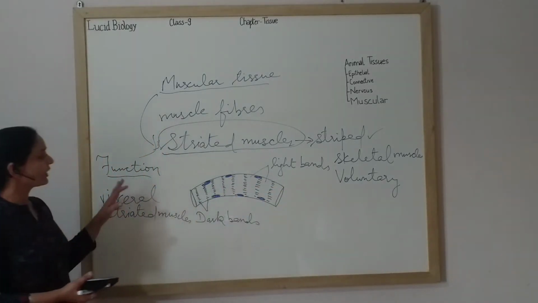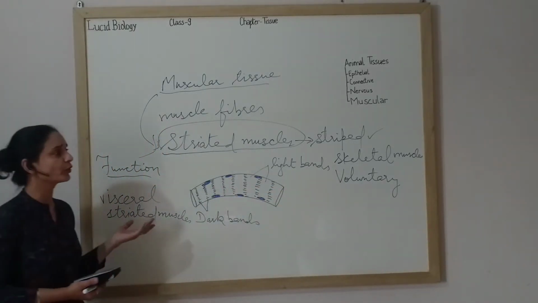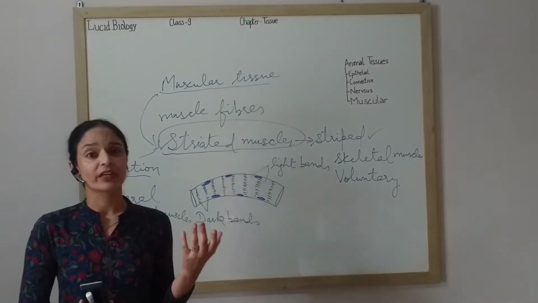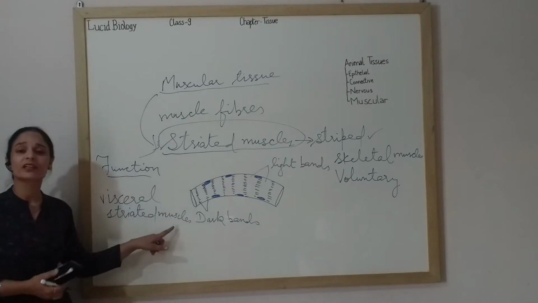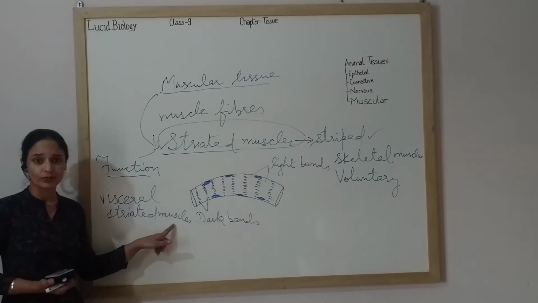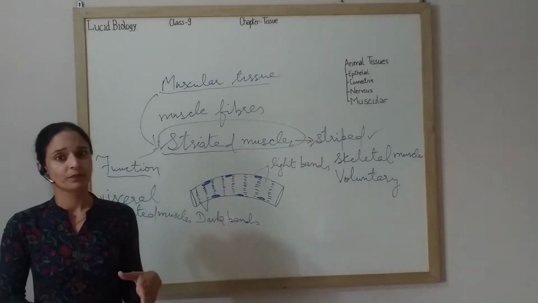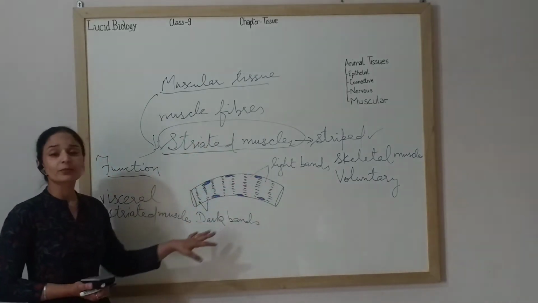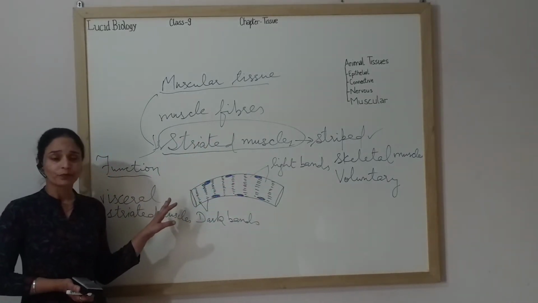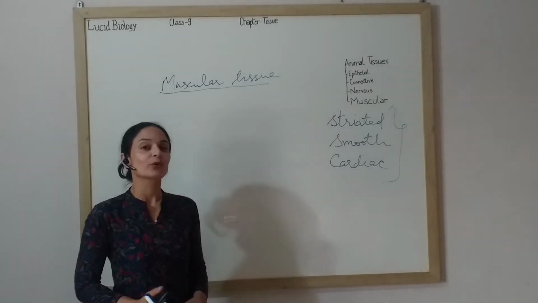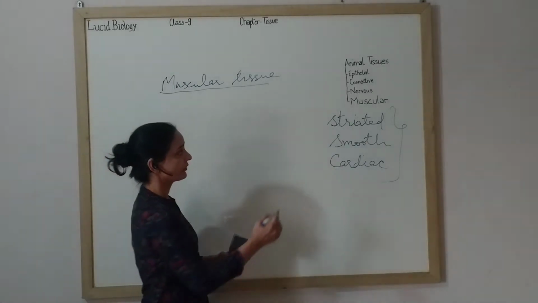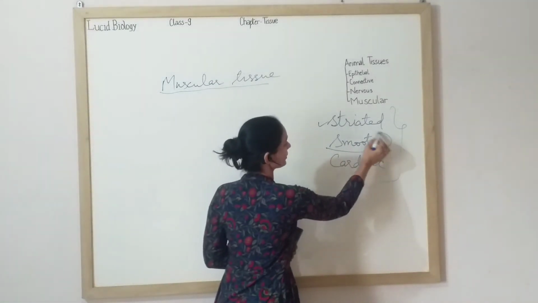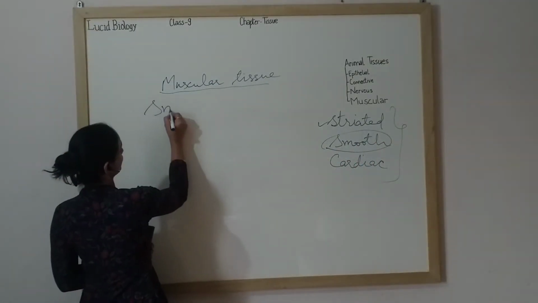So quick. Now where do we find this? As I told you, it is there in the limbs, in the face, in the neck, in the body wall, and visceral striated muscles are in the tongue, in the upper part of esophagus, in the pharynx, and diaphragm. I hope this muscular tissue is clear to you. Okay, now dear students, we are going to study the second type of muscular tissue. We have done striated. Now we are going to study smooth muscle.